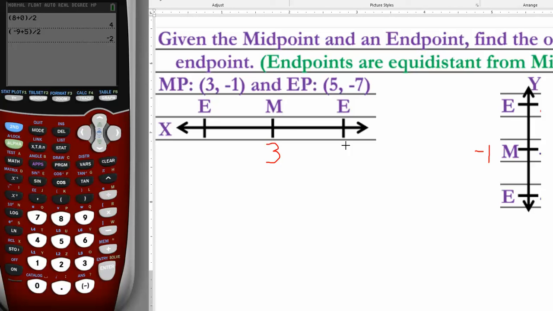Now 5 is bigger than 3 numerically, so we'll put that on the higher side of the number line. And then our y is negative 7. Well, negative 7 is less than negative 1. So we'll put that on the lower side of the number line. And then this is how this works. We know these two distances from the midpoint out to each endpoint have to be the same distance. Well, in this case, how do we get from 3 to 5? We added 2.